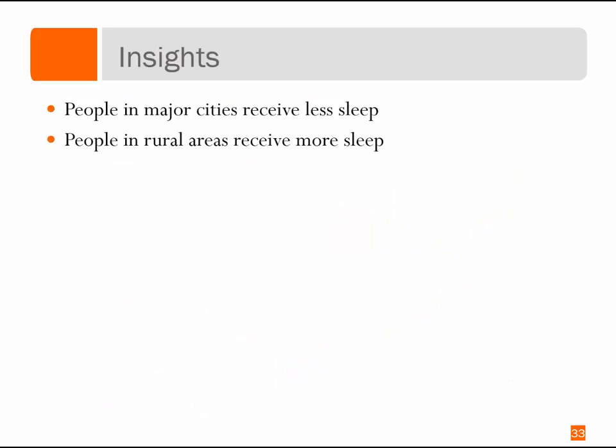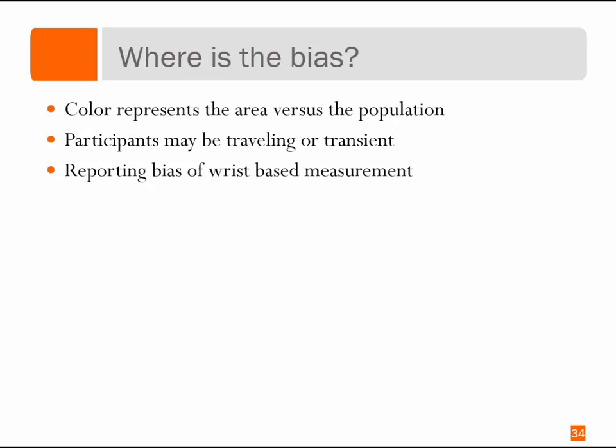So, recapping, people in the major cities were found to receive less sleep. People in rural areas receive more sleep. The color coding in these maps represents the area versus the population. And this is a problem with all population-based area maps, that you may have large clusters of folks that live in one part of a particular county.